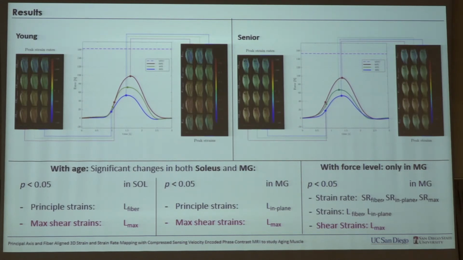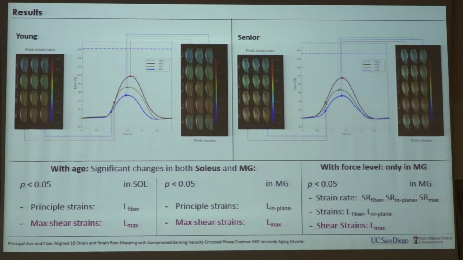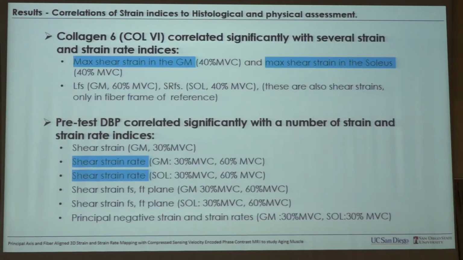In other words, with age, we see that with statistical correlation, there's a definite decrease in this parameter along with the principal strain. With force level, we see it only with the MG. Which is not to say that in the soleus it doesn't increase with increasing force level. It does, but we get statistical significance only in the MG with force level, with the shear strain. So it comes out that the maximum shear strain is a very important parameter. That's that bending of a rectangular solid object.